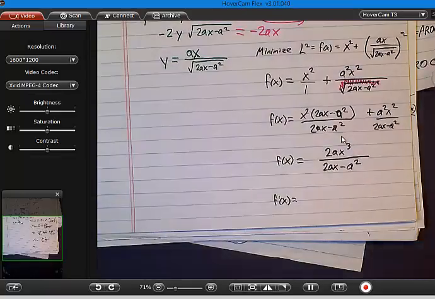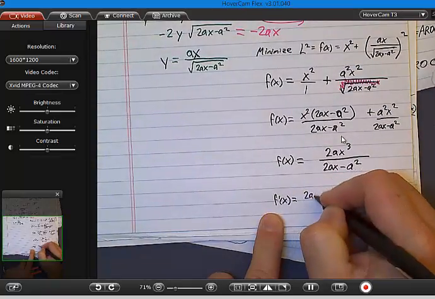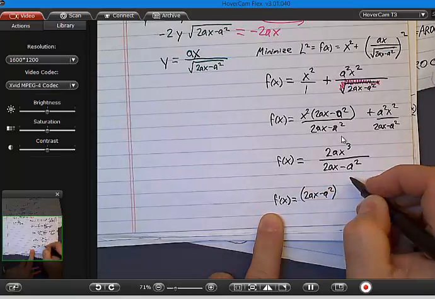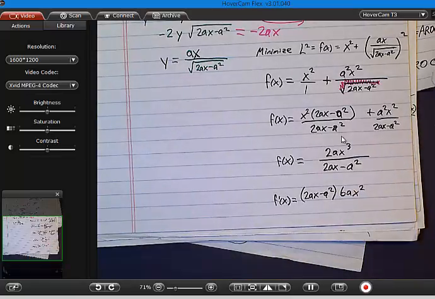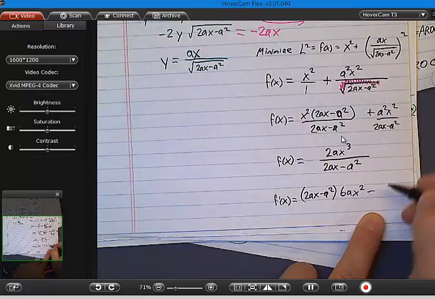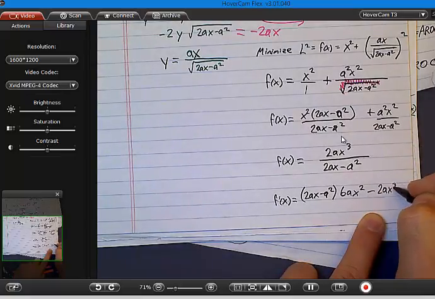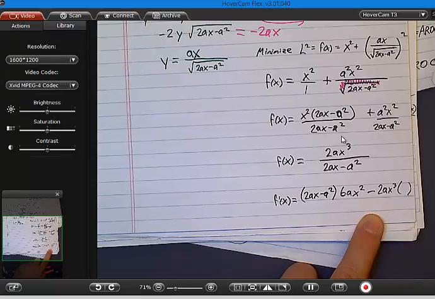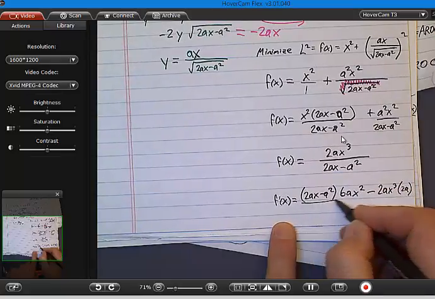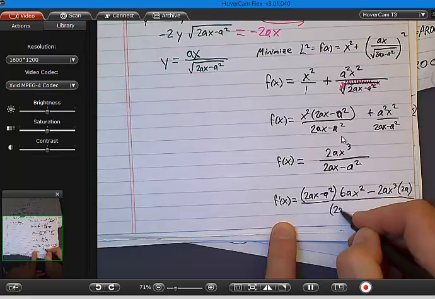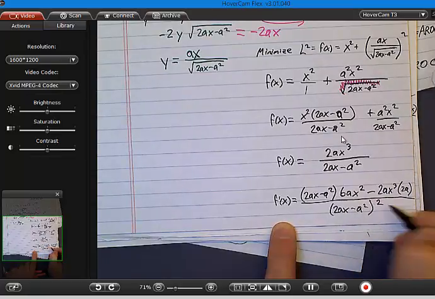What do we do? Hi-de-ho, that would be 2ax minus a squared times, I think it would be 6ax squared, right? Minus, hi-de-ho, so minus 2ax cubed times what? What's the derivative of the denominator? Remember, the a's are all constants, right? So what's the derivative of the denominator? Just 2a, right? Everything else is a constant, so just 2a. All over, ho would be, well, 2ax minus a squared, squared.